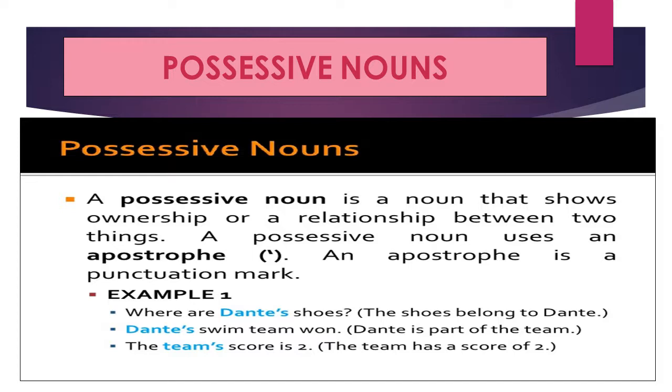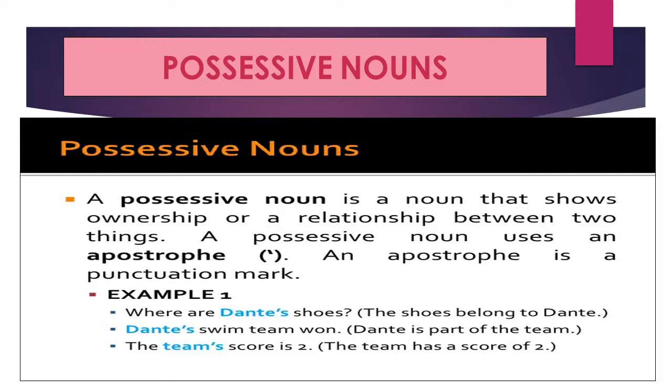For example, if the pencil belongs to Rahul, you say that is Rahul's pencil. How do you say it? Rahul apostrophe S. So that shows it belongs to him. That is his thing. That is called possession. Dan's swim team won. Whose team won? Dan's. How is the word written? D-A-N apostrophe S. So this is called a possessive noun.